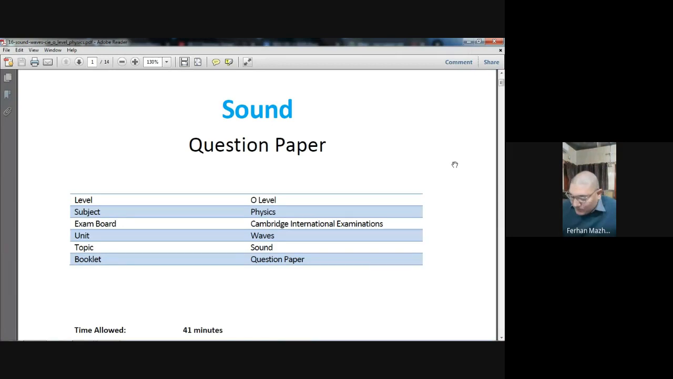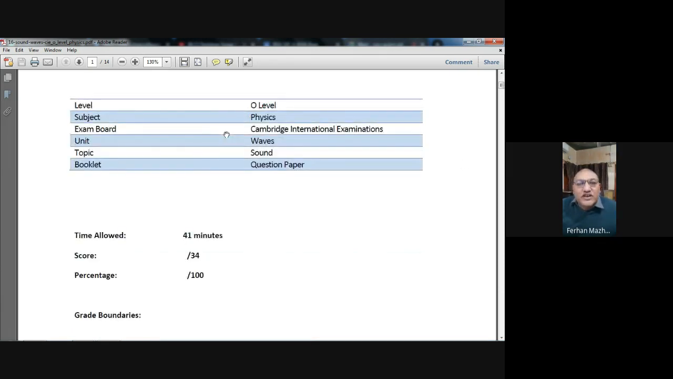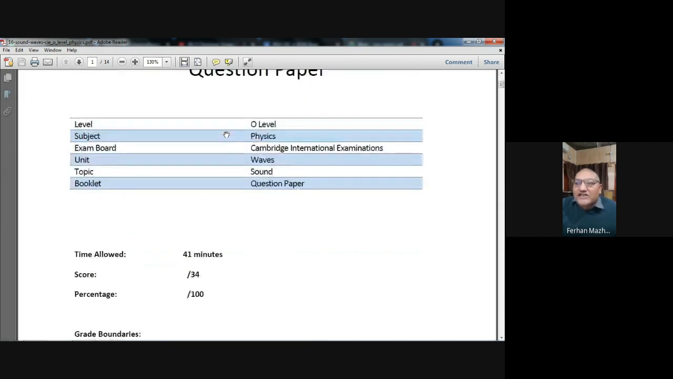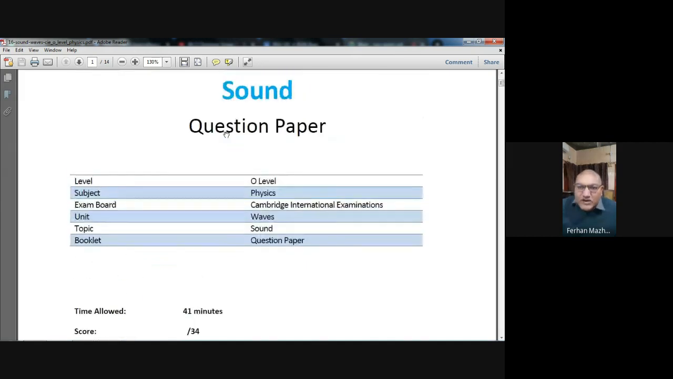Today, our main task is, because we have completed the chapter on sound, we are practicing its MCQs, so my students can get a know-how of what kind of questions come in the paper. So let's start. It's a small worksheet.